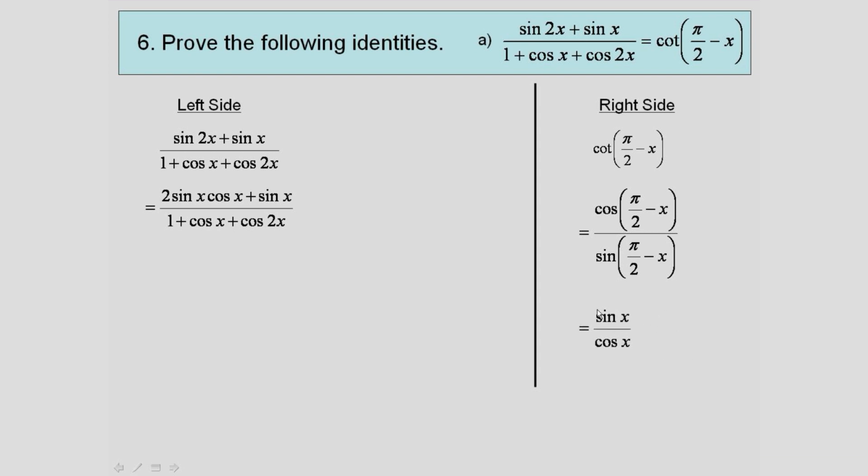Oh, by the way, sine over cos is tan, so that's how you know that this up here is actually equal to tan. But we're going to leave it at that, and now our whole goal becomes trying to get the left side to say sine x over cos x. How are we going to do it?